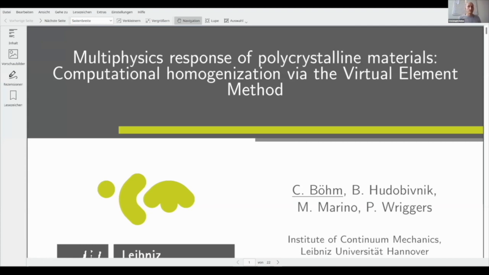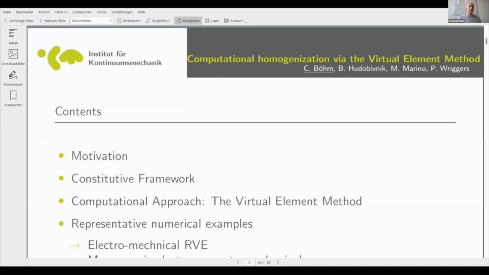I work with polycrystalline materials, and what I want to show here today was initiated by Michele Marino. He's currently working at the Department of Civil Engineering and Computer Science at the University of Rome, Tor Vergata. I apologize if I did not pronounce that correctly.